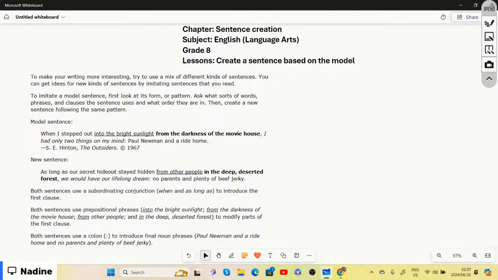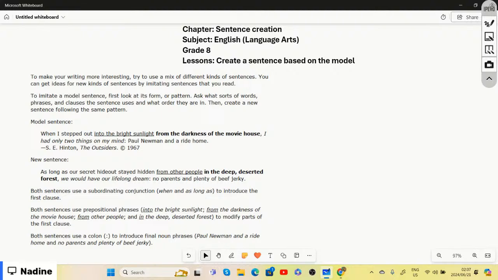But when it comes to creating sentences, you also need to make your sentence creative and interesting so that it can be more enjoyable for the reader. You need to use different punctuation marks, and use adjectives to describe certain nouns, certain words that you are writing, and that is basically to make your writing more interesting, right?